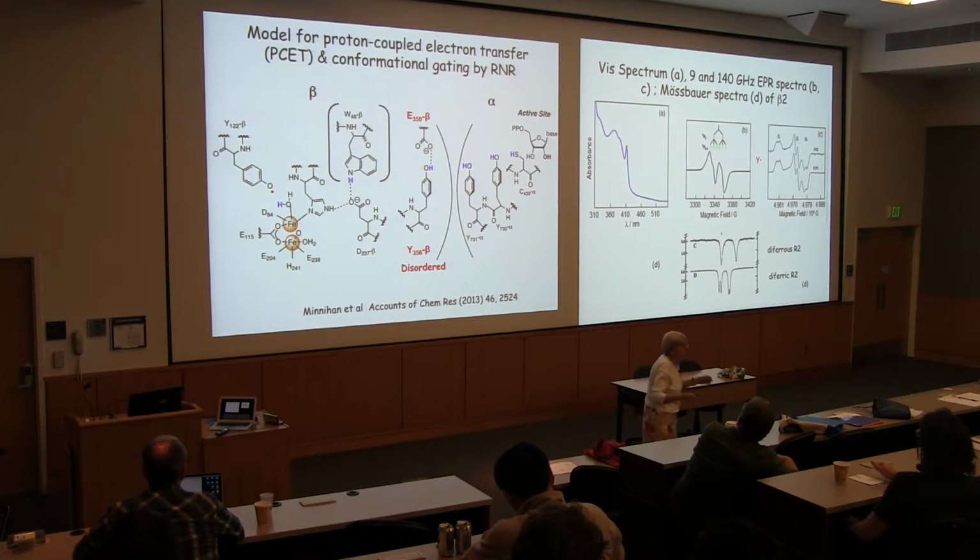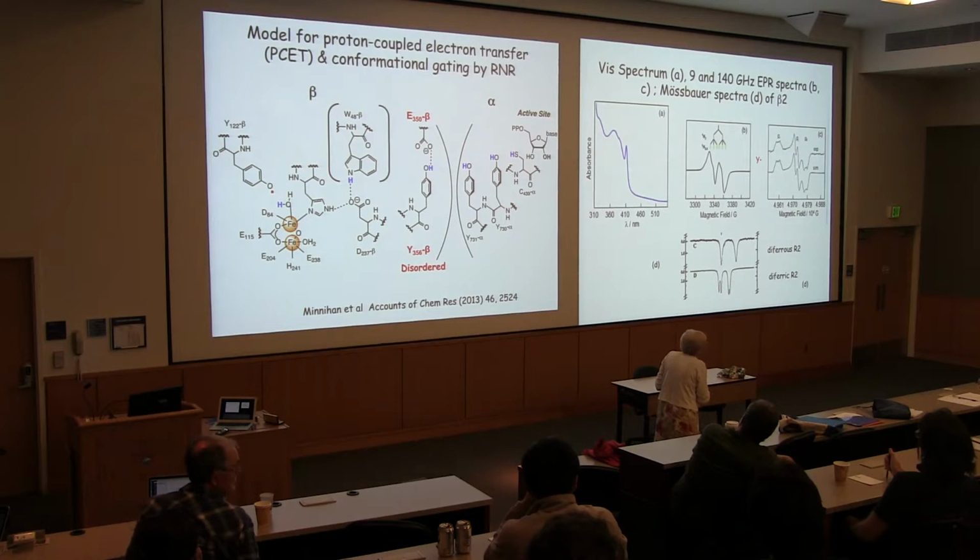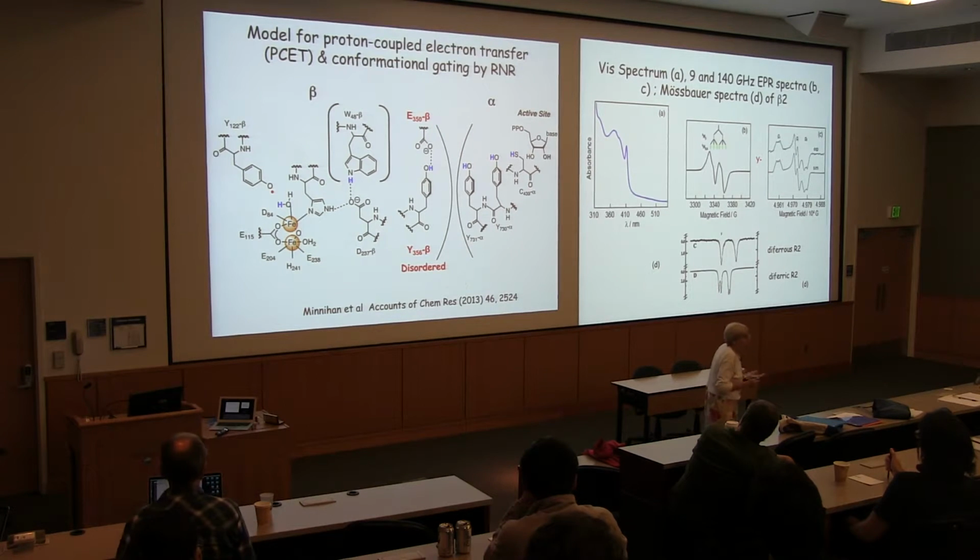What's spectacular about ribonucleotide reductase is it has a sharp absorption feature at 410. That's the tyrosyl radical, with a pretty good extinction coefficient. It has an absorption feature at 390. And this stuff over here, 325 and 365, is the diferric cluster. We study this by EPR. This is the tyrosyl radical.